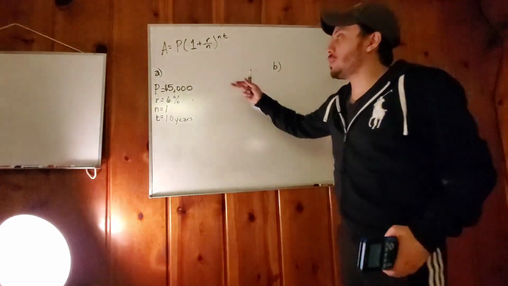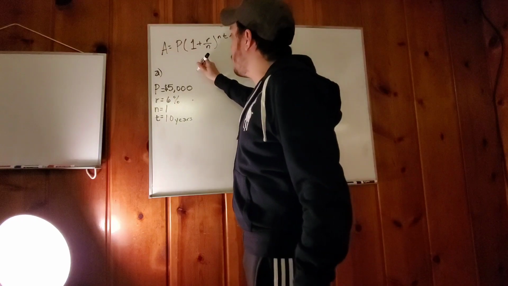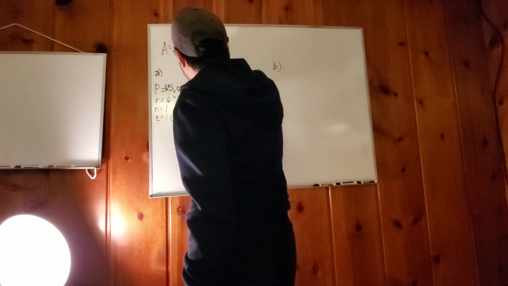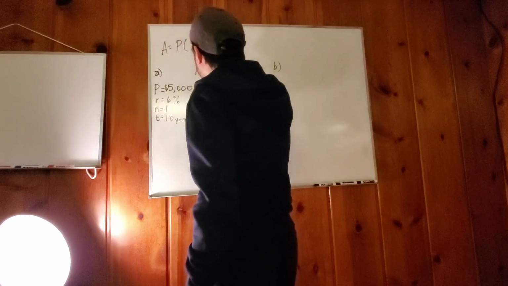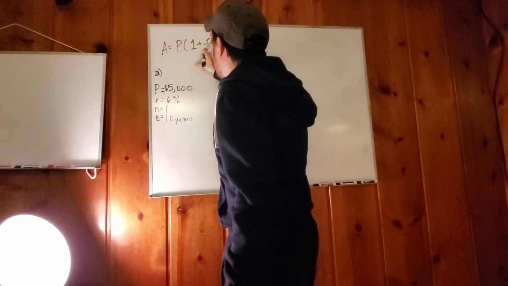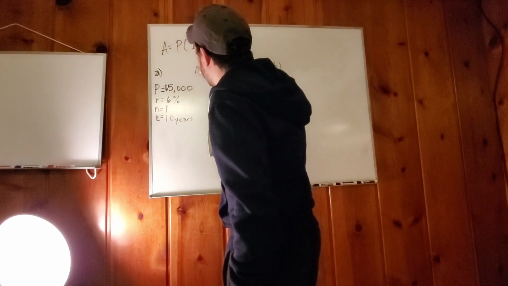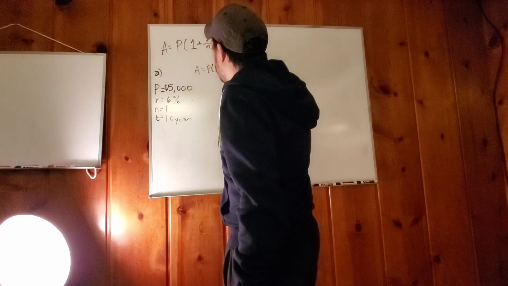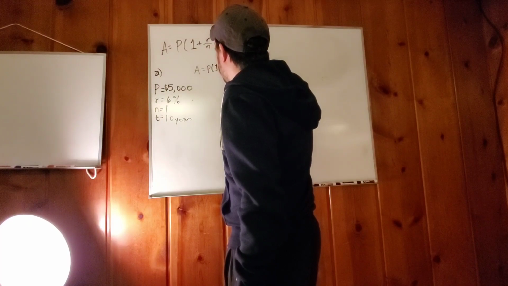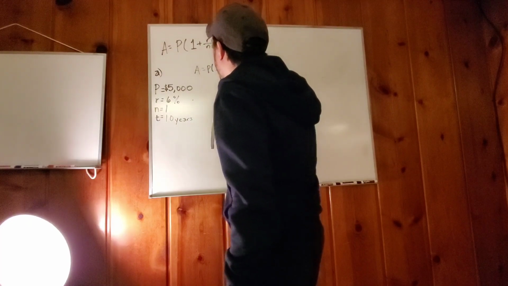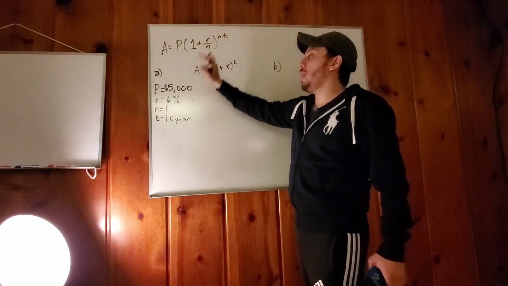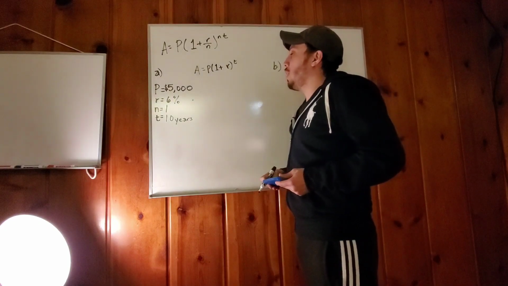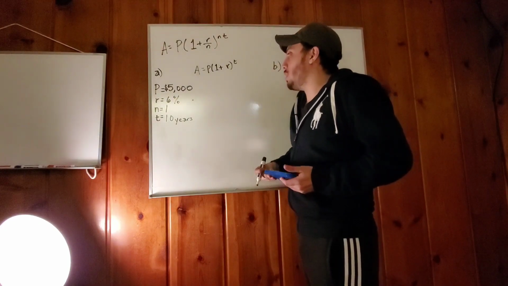Well, actually, let's set up the equation. So A equals, all right. A equals the principal times 1 plus the rate over time. Why did I put rate and time and not n? Because n is going to be 1. Rate divided by 1 is rate. And n times t, 1 times t is t.